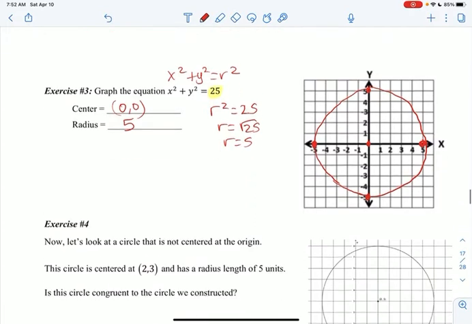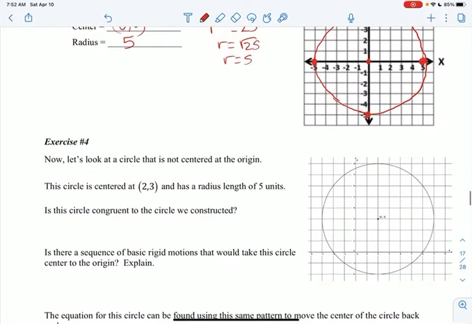All right, let's look at a circle that's not at the origin. This circle is centered at (2, 3) right here, and has a radius of 5, and I can count 1, 2, 3, 4, 5. So I can confirm that, yes, in fact, that radius is 5. Is this circle congruent to the circle that we did up above? What do you think? Well, yeah, they both have the same radius of 5. So yes, they are congruent. Both have a radius of 5.